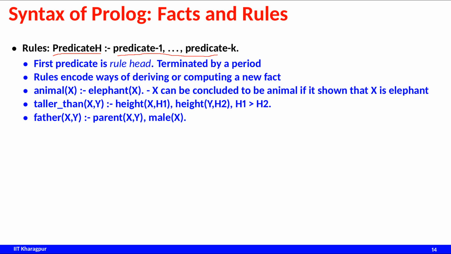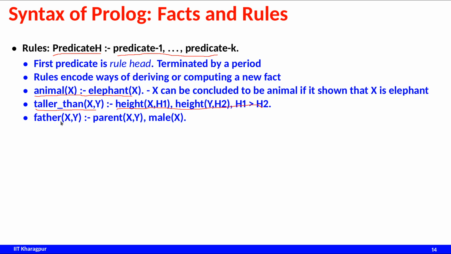Rules are basically the encoding for deriving, computing the new facts. Like if we specify animal X, if X is an elephant, so X can be concluded to be an animal if I can show X is an elephant. Similarly, if there is a rule like taller than X Y, then I can say X is taller than Y if I can show that the height of X, which is H1, and height of Y, which is H2, and H1 is greater than H2. So I can claim these to be true if I can show the right hand part is actually true.